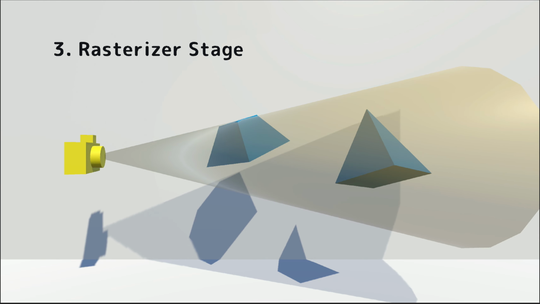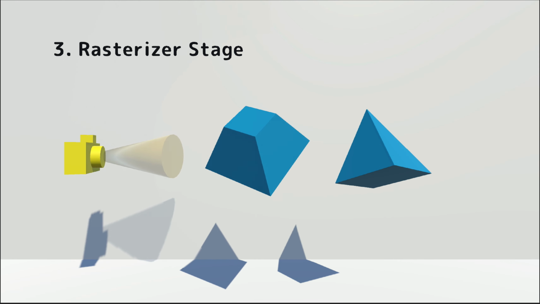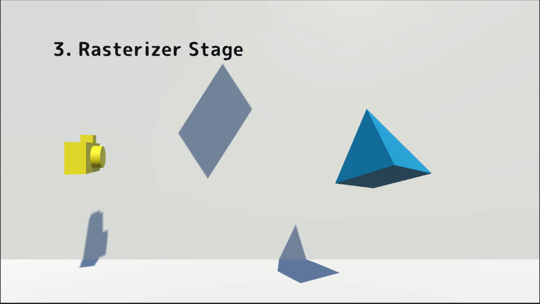In our example, our pyramid is fully within the view frustum, or what I colored in this cone. But let's say the top of our pyramid was outside of the view frustum. Then the top of that pyramid would just be deleted. It's outside the camera's view, so it wouldn't be rendered anyway, so we can safely delete it. So our pyramid would then look like this.